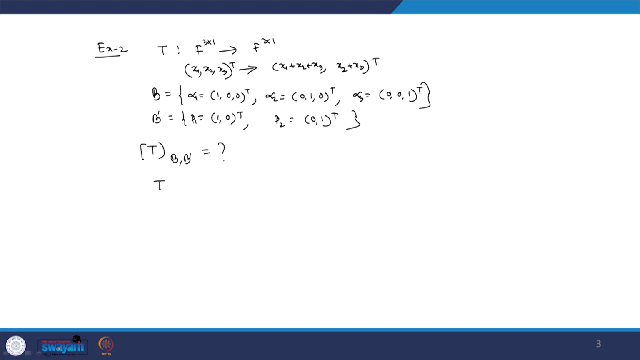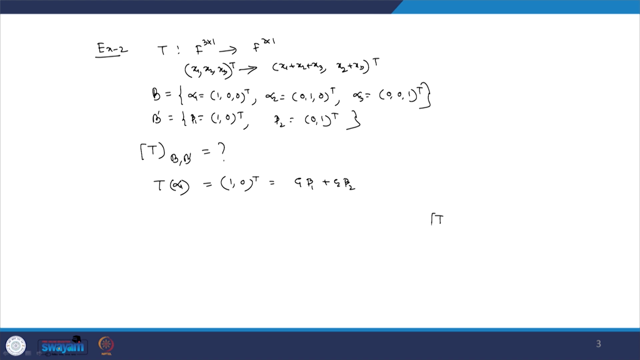Again, I have to see T of alpha 1. According to this, we have already done this, this is equal to (1, 0) transpose, and so I have to write this as C1 into beta 1 plus C2 into beta 2. So if I do it, then I am getting C1 equal to 1, C2 equal to 0.